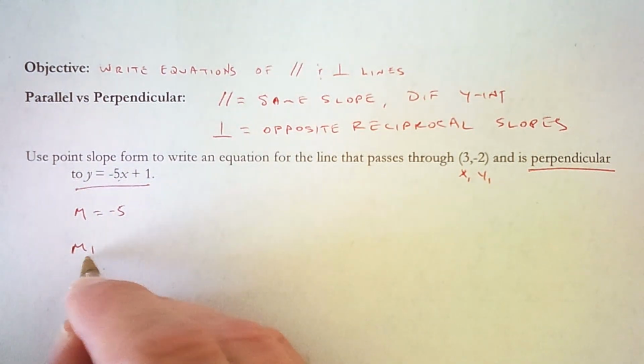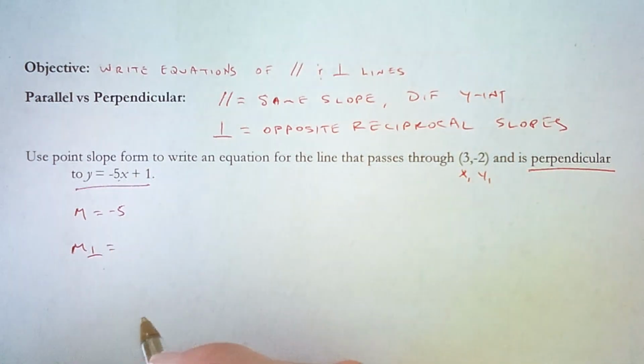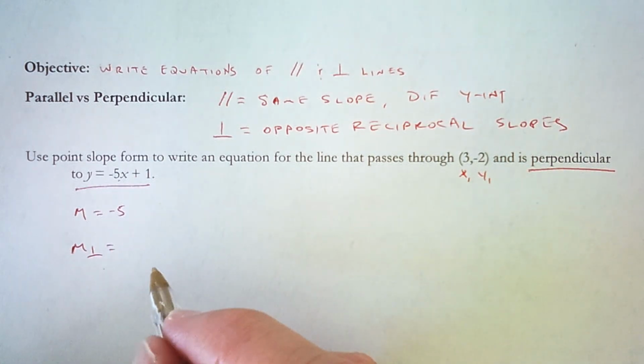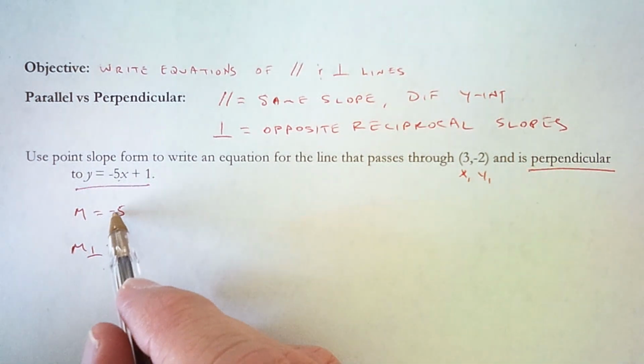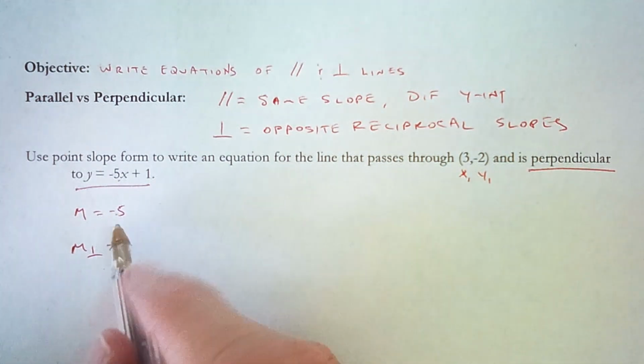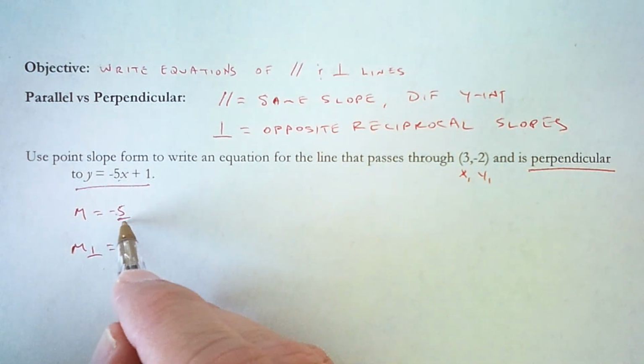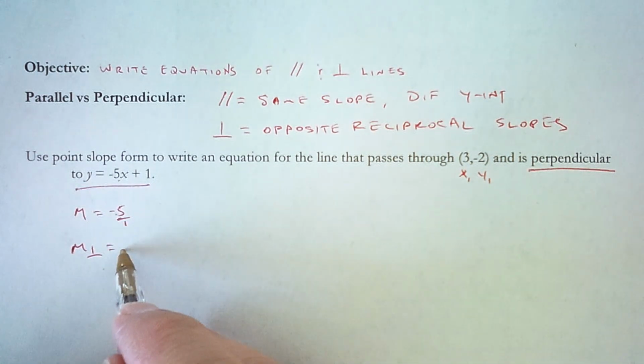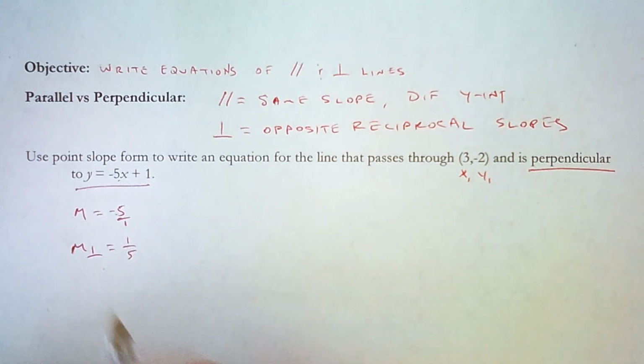The slope of a perpendicular line is going to be the opposite reciprocal. So opposite means change the sign. This one was negative, this one's going to be positive. Reciprocal means flip the fraction. So this is really -5/1. So I'm going to change the sign to positive and flip it to 1/5. So my slope, m, is going to be 1/5.